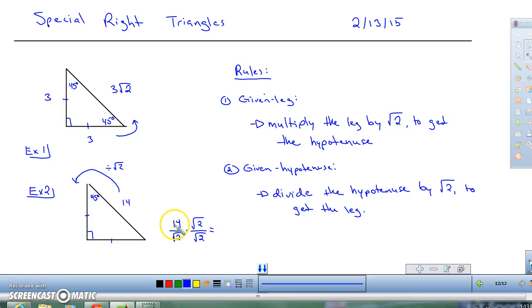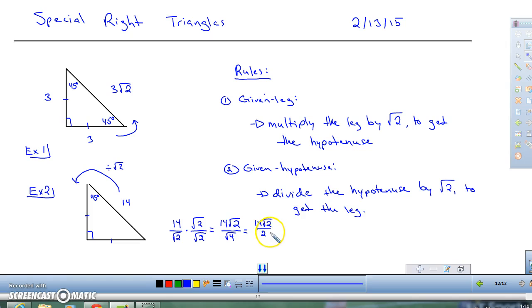So when multiplying fractions, you multiply straight across. So 14 times radical 2 is simply 14 radical 2. Radical 2 times radical 2 gives us radical 4. The next step is you take the square root of 4. So 14 radical 2 over 2.